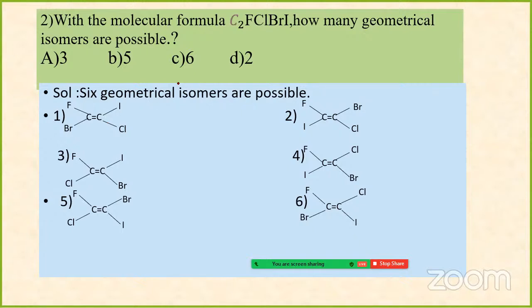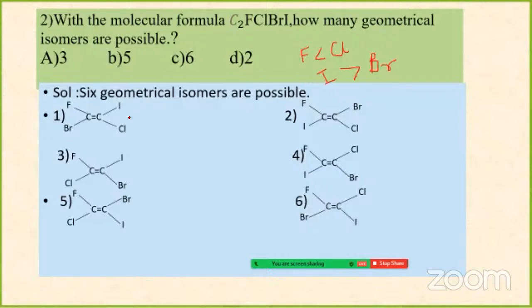So here we have already seen one case in the Cahn-Ingold-Prelog rules. The priority order you should get between fluorine and chlorine: fluorine should be given lower priority than chlorine. That means chlorine will get higher priority, and iodine will get higher priority than bromine. These are the 2 rules which we have to remember. So here, how are we giving numbering?